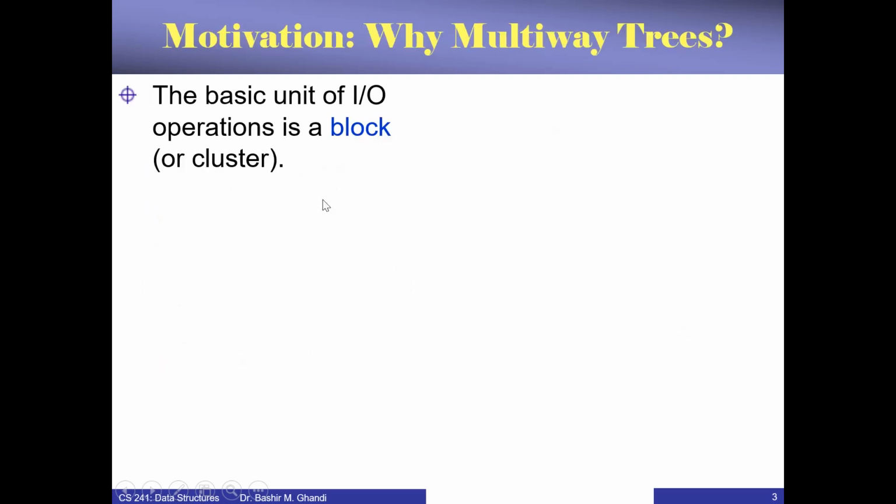The first thing to note is that the basic unit of I/O operations is a block, or what is called a cluster. Here, when we are talking about I/O operations, it means reading or writing to secondary storage, like a hard disk. So the basic unit of operation in that case is called a block.